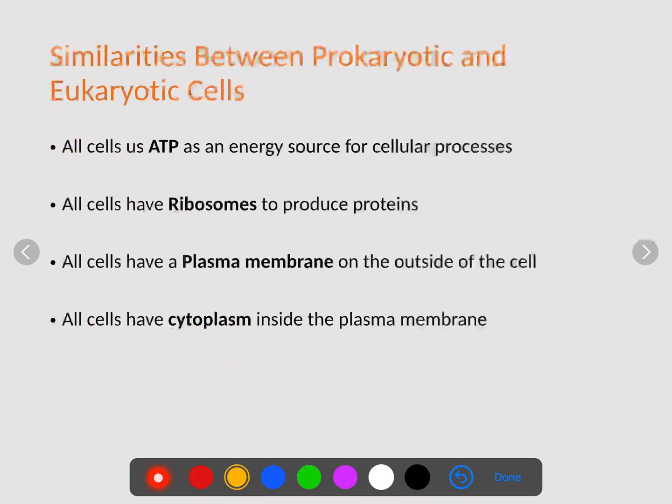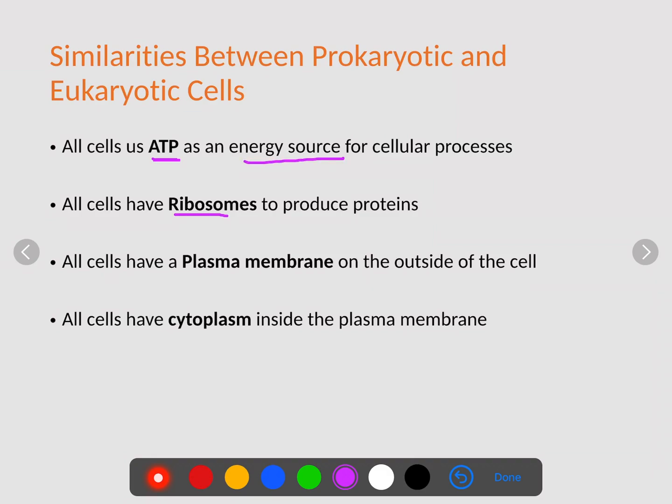So there still are some similarities between prokaryotic and eukaryotic cells. And the first one is all cells use ATP. Now remember, ATP is adenosine triphosphate. And this is the energy currency or the energy source in every single one of the cells on Earth. So every cell needs ATP to survive. It needs to produce this ATP to do all the cellular functions it has.